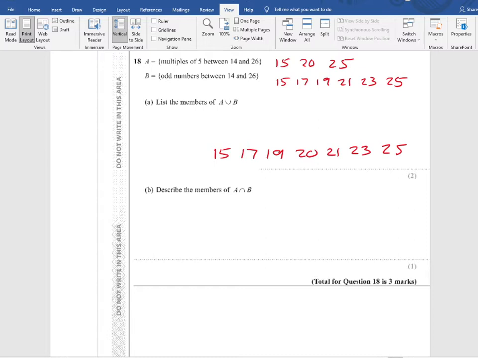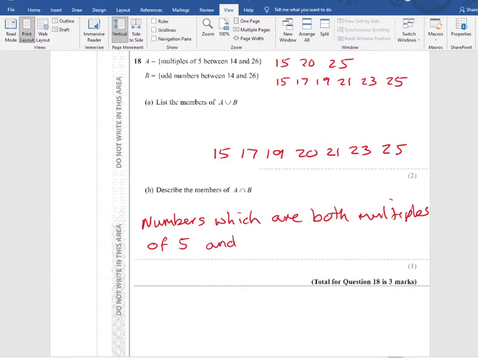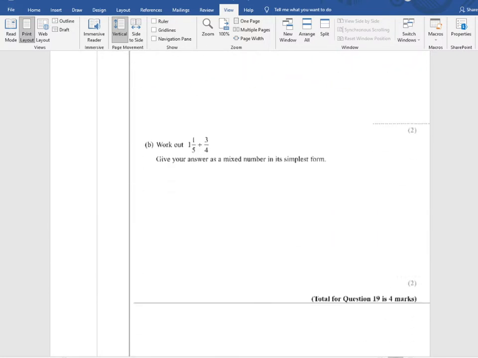These are numbers which are both multiples of 5 and are odd. Yeah, the only one is this one. Oh, and that one. Yeah, I'll put that 15 and 25, just in case you don't know what I'm talking about. Right. Oh, too fast.